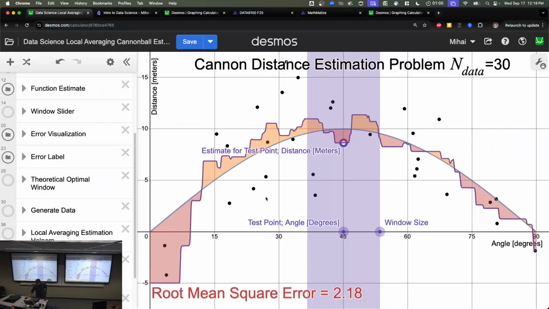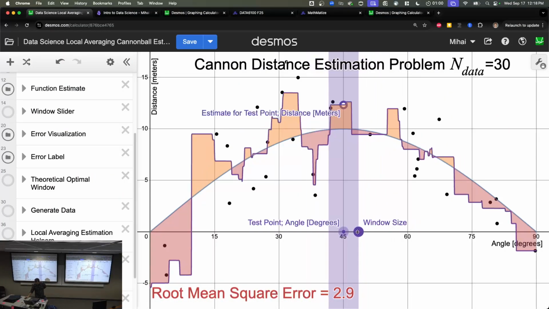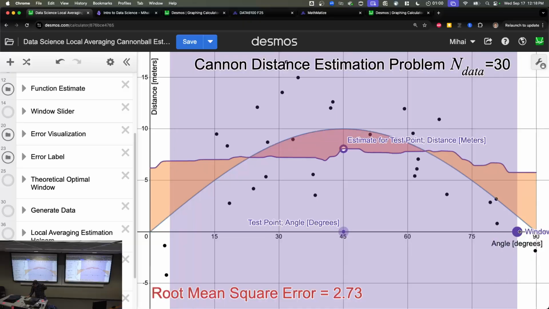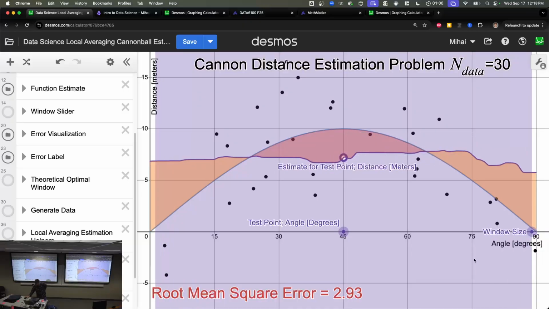And what are we doing? We want to make it as small as possible. So if I make this window size too small, then the error is big. It's like 3.7. We're off by 4 meters almost on average. And if the window size is too big, then we also have bad error. So here's an error of size 3. We're off by 3 on average. Why are we off by 3 on average? Well, here we're consistently underestimating. Here we're overestimating, and there we're underestimating.